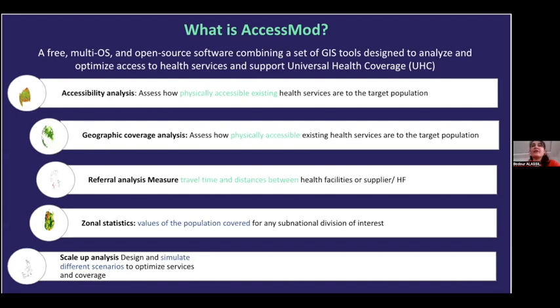The other one is the geographical coverage analysis. Here we calculate the catchment area and the health facility capacity, so that the people in the catchment population have access to this health facility. The referral analysis is for when we need to refer patients between two health facilities; this tool can provide that measurement. The zonal statistics give the value of population covered by a health facility, the percentage of population that has access to the health facilities within the travel time that we set.